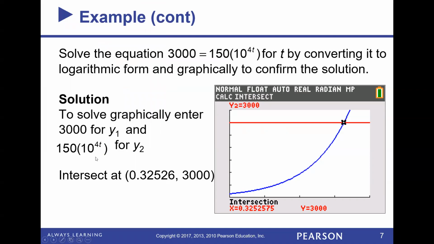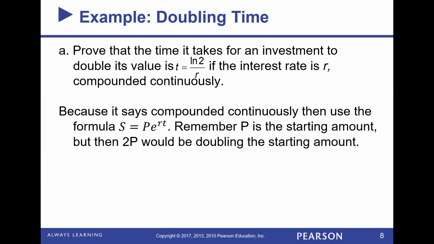Okay, so let's try another problem. Let's prove that the time it takes for an investment to double is its value of t equals the natural log of 2 over our rate, if the interest rate is r, compounded continuously.